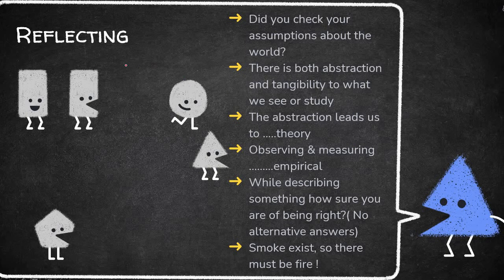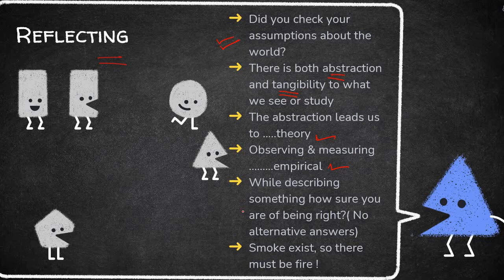Let's talk about, in reflecting upon what we have discussed today. First thing, you should go and check your own assumptions about the world you live in. Is it real? How do you describe reality? Definitely there is both an element of abstraction to it and an element of tangibility to it. Abstractions are more like ideas and theory, and tangibility is how you explain things, how you describe things. So that is basically the theoretical side and empirical side of research, right? So theory and empirical. And then while describing something, how sure are you of being right? So no alternative answers. That's something which is very important for research, right?